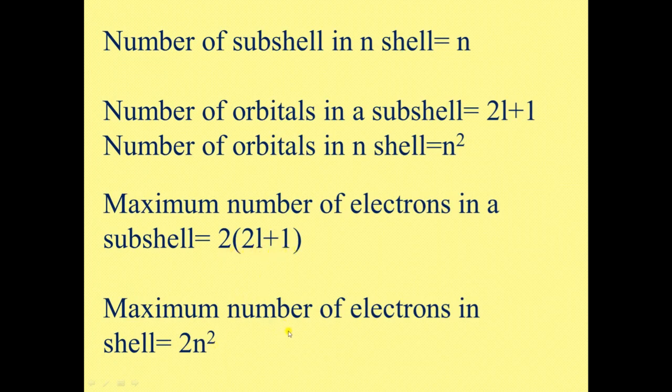Now the maximum number of electrons in a shell is equal to 2n square. For example, we have to find out how many electrons are present in the second shell. Here you will put the value of n equal to 2. So 2 into 2 square is equal to 8. That means in the second shell 8 electrons are present.